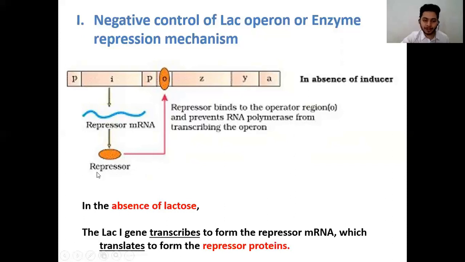Now these repressor proteins, in the absence of lactose, are going to go and bind to their binding site, which is the operator gene, which is the LAC-O. So the LAC-O, which is serving as a binding site for the repressor proteins, the repressor proteins are going to come and bind to the LAC-O site.